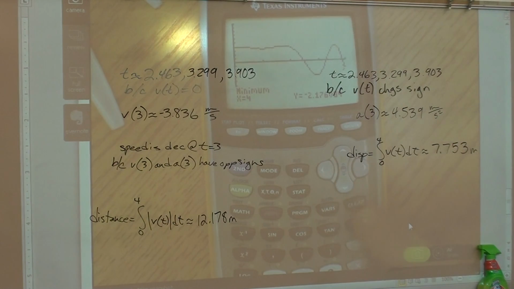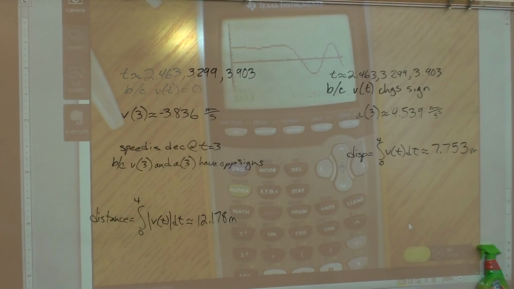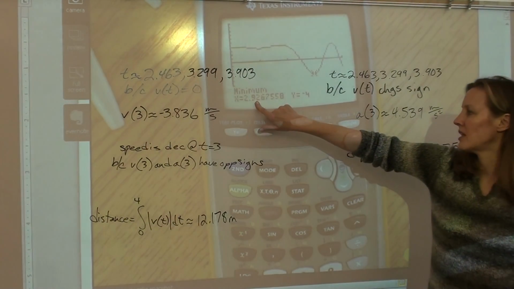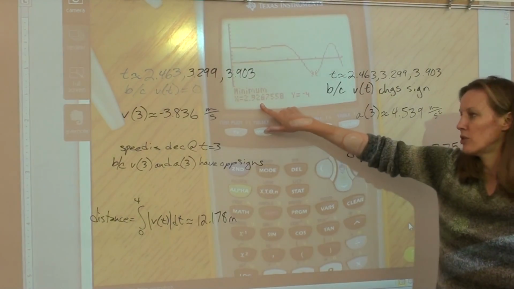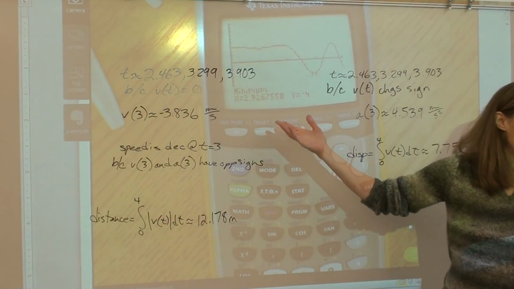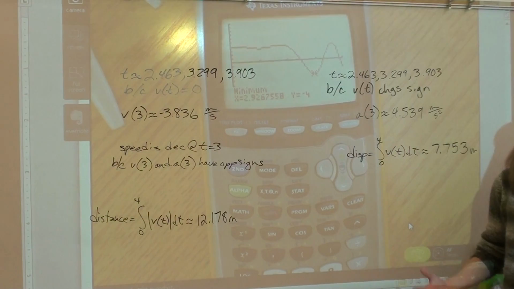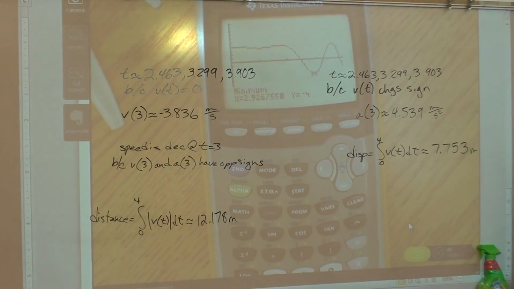Oh, sorry, I gotta reduce. It's finding that relative min. I'm gonna reduce it to 0 to 3.5. So let's go calc min, 0 to 3.5. There we go. So our minimum velocity is -4, and it occurs at time 2.927. If you don't have to justify, then the min is a real nice little feature.